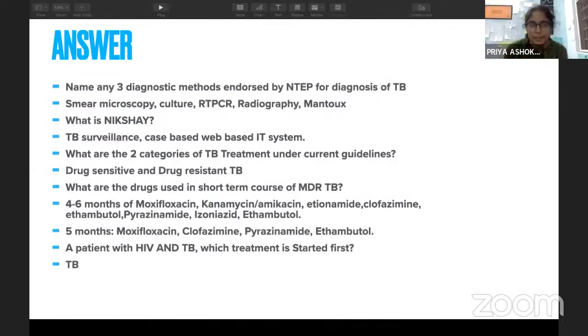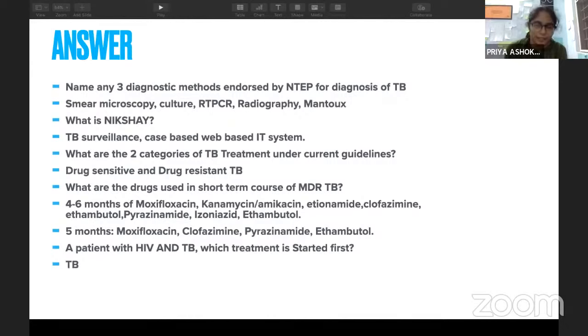The first, any 3 diagnostic methods, you were right. You mentioned the GeneXpert that comes under CBNAAT, RT-PCR. You told about chest X-ray, you told about smear microscopy. Culture and Mantoux is also accepted under NTEP. NIKSHAY is actually that web-based IT system for TB surveillance. There registration, follow-up, everything happens. Then 2 categories is drug-sensitive and drug-resistant TB.